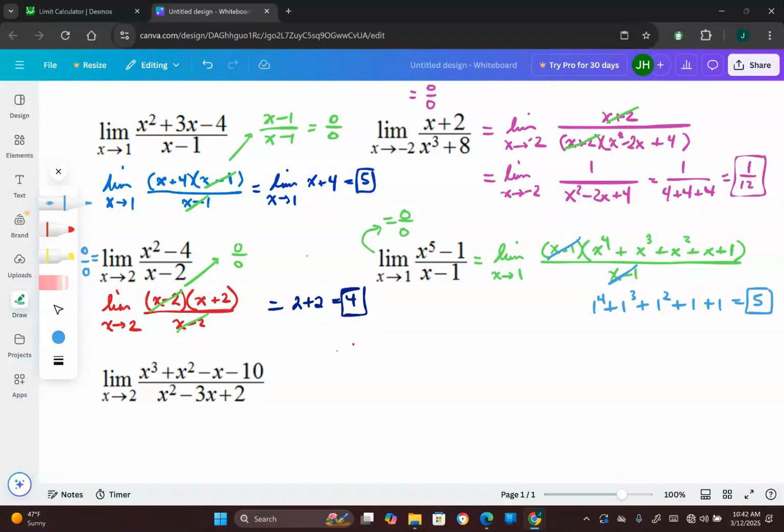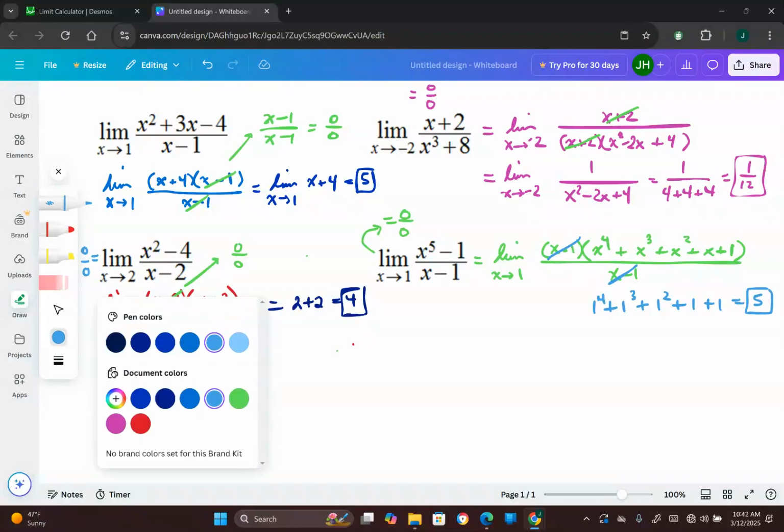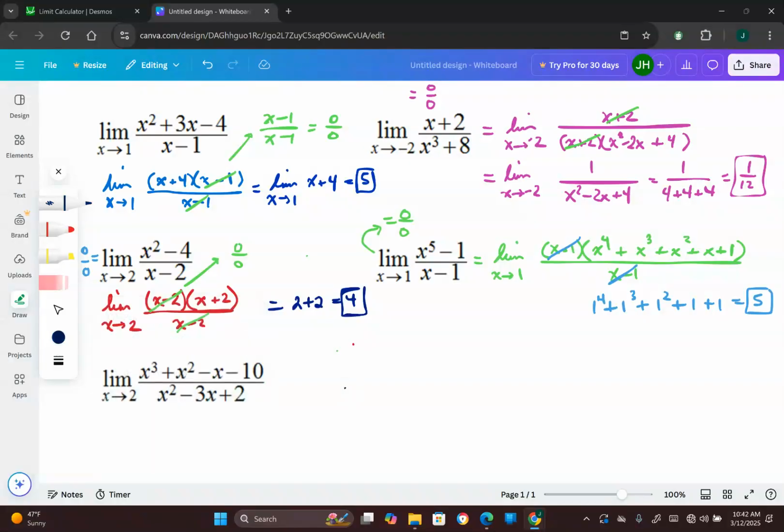Now we're going to do one more here, and this one is a little bit tougher to do, because I've got a cubic on the top. It's not a difference of cubes. It's not a sum of cubes. It's not a nice cubic.